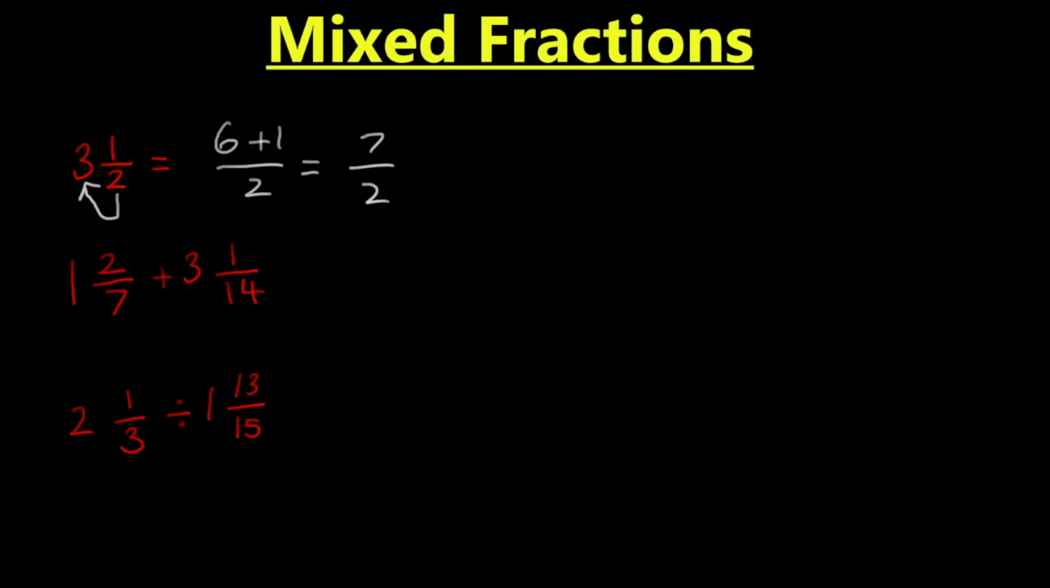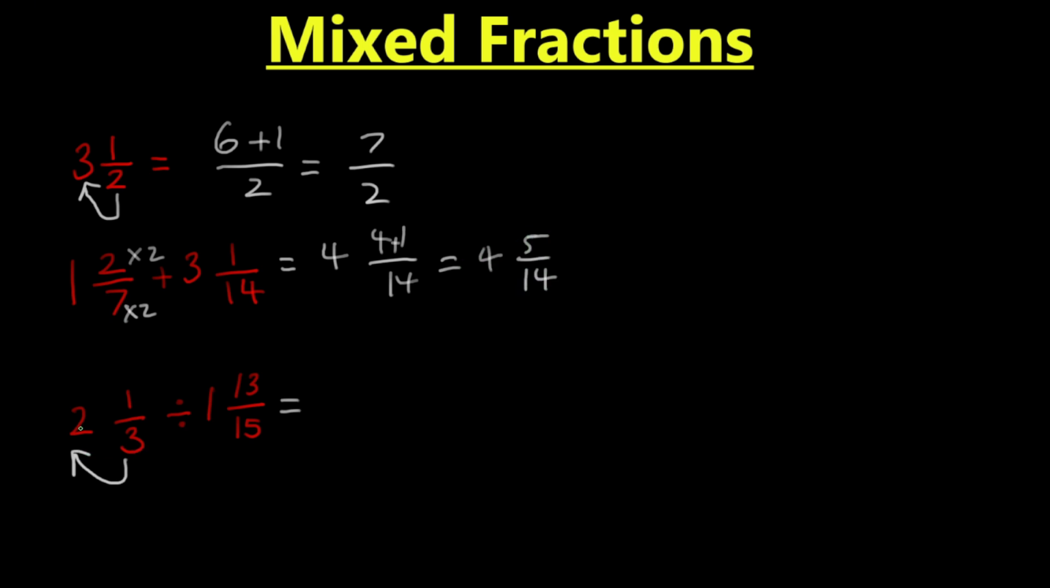For question number 2, we're doing adding fractions. So we're going to start off by adding the whole numbers. 3 plus 1 is 4. Then we're going to get a common denominator. 2 times 2 is 4, and we're going to end up with 4 and 5/14.